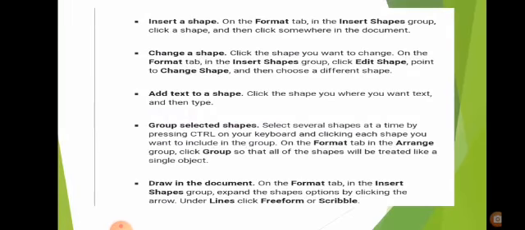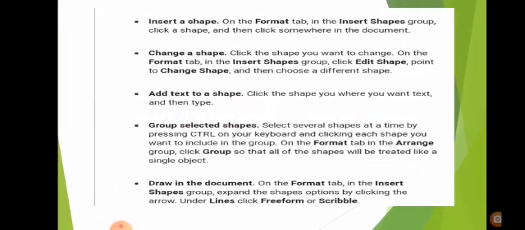Insert a shape. On the Format tab in the Insert Shapes group, click a shape and then click somewhere in the document. Change a shape. Click the shape you want to change, on the Format tab in the Insert Shapes group, click Edit Shape, point to Change Shape and then choose a different shape. Add text to a shape. Click the shape where you want the text and then type.